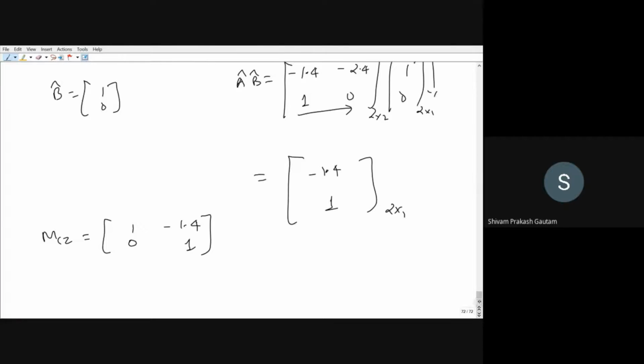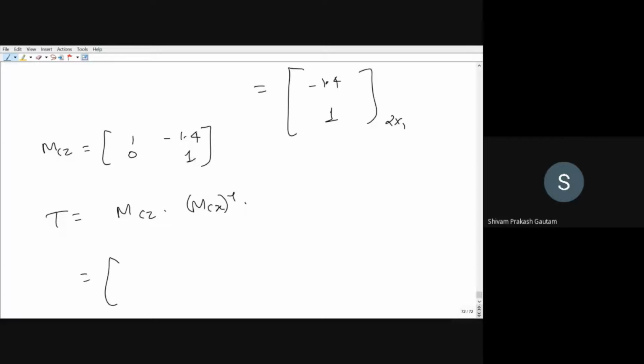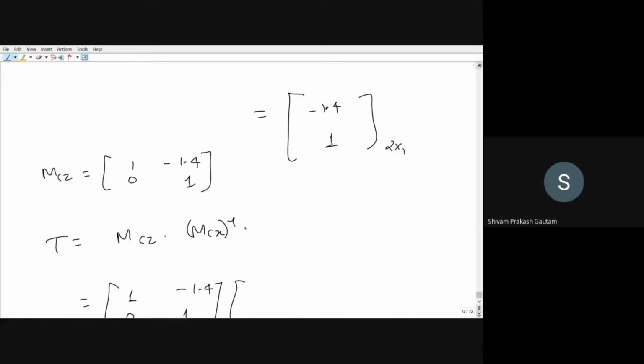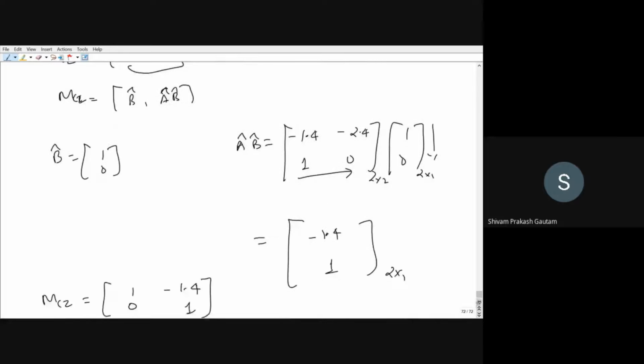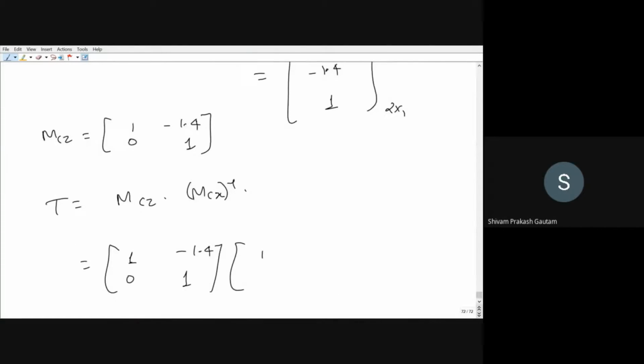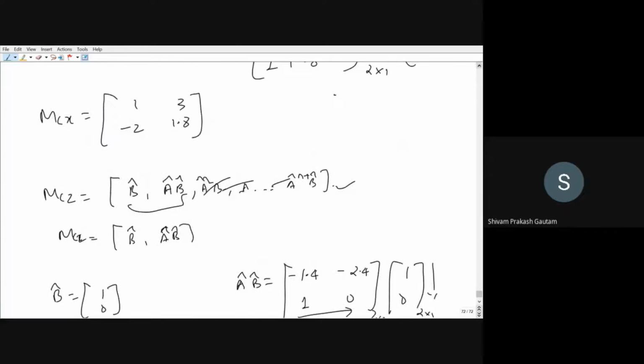Now you can find out the T matrix as well from this point. T matrix is MCZ into MCX inverse, and MCZ is how much? 1, 0, minus 1.4 and 1. And the inverse of MCX matrix is how much? This is our MCX: 1, 3, minus 2, 1.8. We have to find the inverse of this matrix.